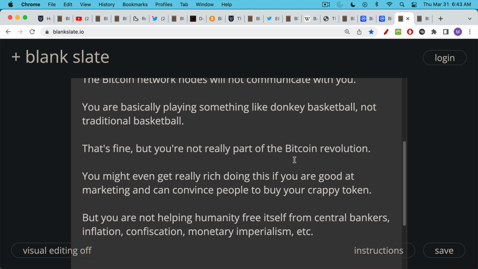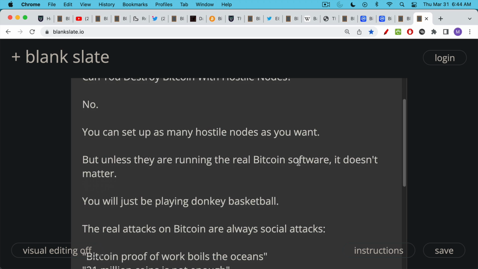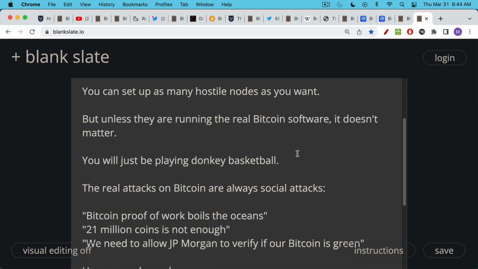And so it doesn't matter if someone goes out and sets up a whole bunch of hostile nodes running different code. They can set up as many hostile nodes as they want, but unless they're running the real Bitcoin software, it doesn't matter. They'll just be off in the corner playing donkey basketball.